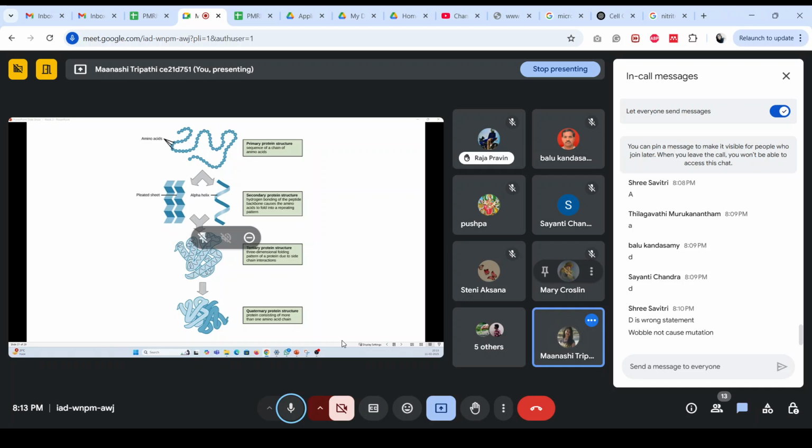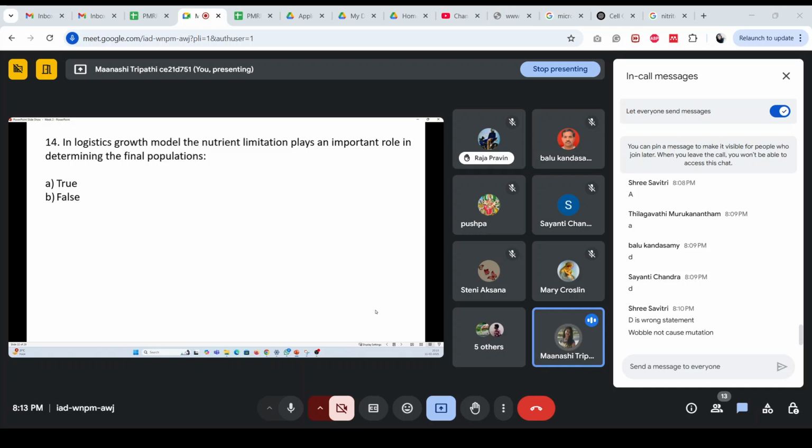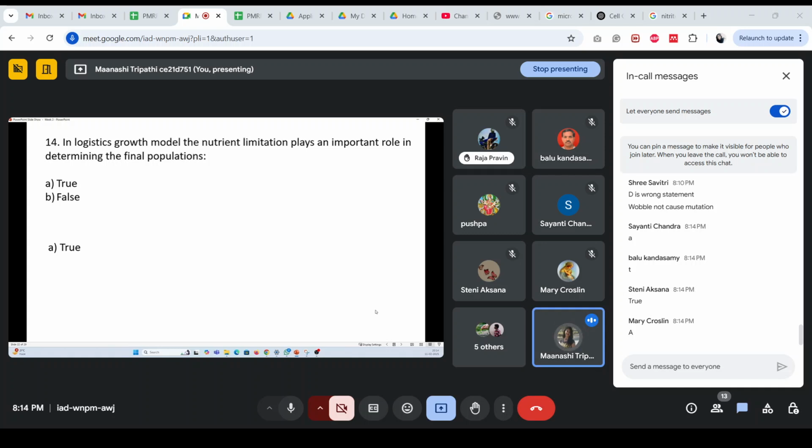Coming to the next one. In logistic, now we are talking about the bacteria growth curve. So the first question is in that category. In the logistic growth model, nutrient limitation plays an important role in determining the final population. So this is very obvious. The answer can be true or false. Very nice, I need more responses. Give it a try. Yes, your answer is correct. True. Obviously, if there are no nutrients, no bacteria will grow.